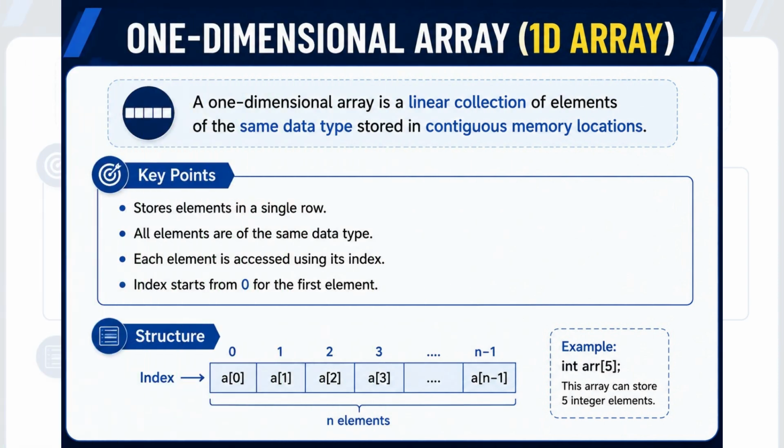A one-dimensional array is a linear collection of elements of the same data type stored in continuous memory locations. All elements are arranged in a single row and each element is accessed using its index number. Remember, the index always begins with 0. In the example shown, the array can store 5 integer values which are accessed sequentially from the first element to the last. Because of its simplicity, the one-dimensional array is the most commonly used array type in C programming.